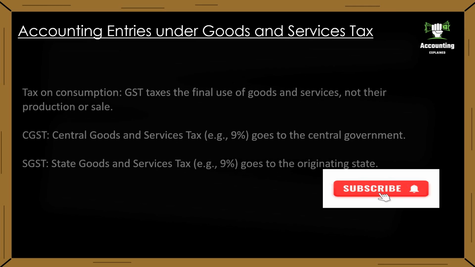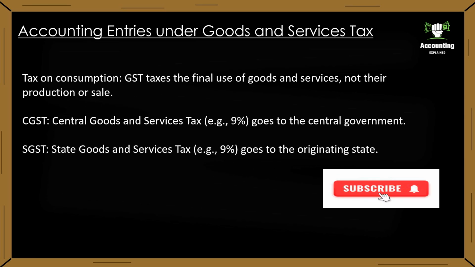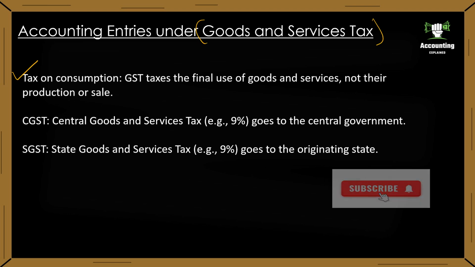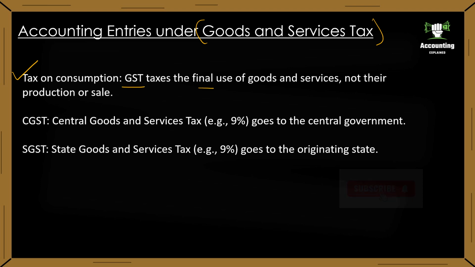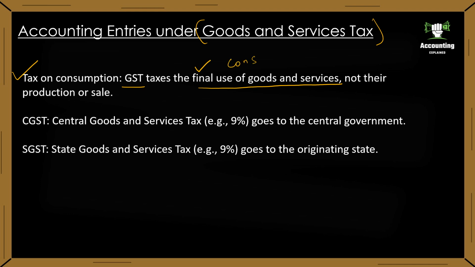I am going to give a brief description on GST before proceeding further. GST is nothing but Goods and Services Tax. It is a tax on consumption. GST taxes the final use of goods and services. It taxes only the final consumer, whoever uses these goods or services, and not their production or sale. It will not be charged at the production point nor at the selling point, but only at the final consuming point.